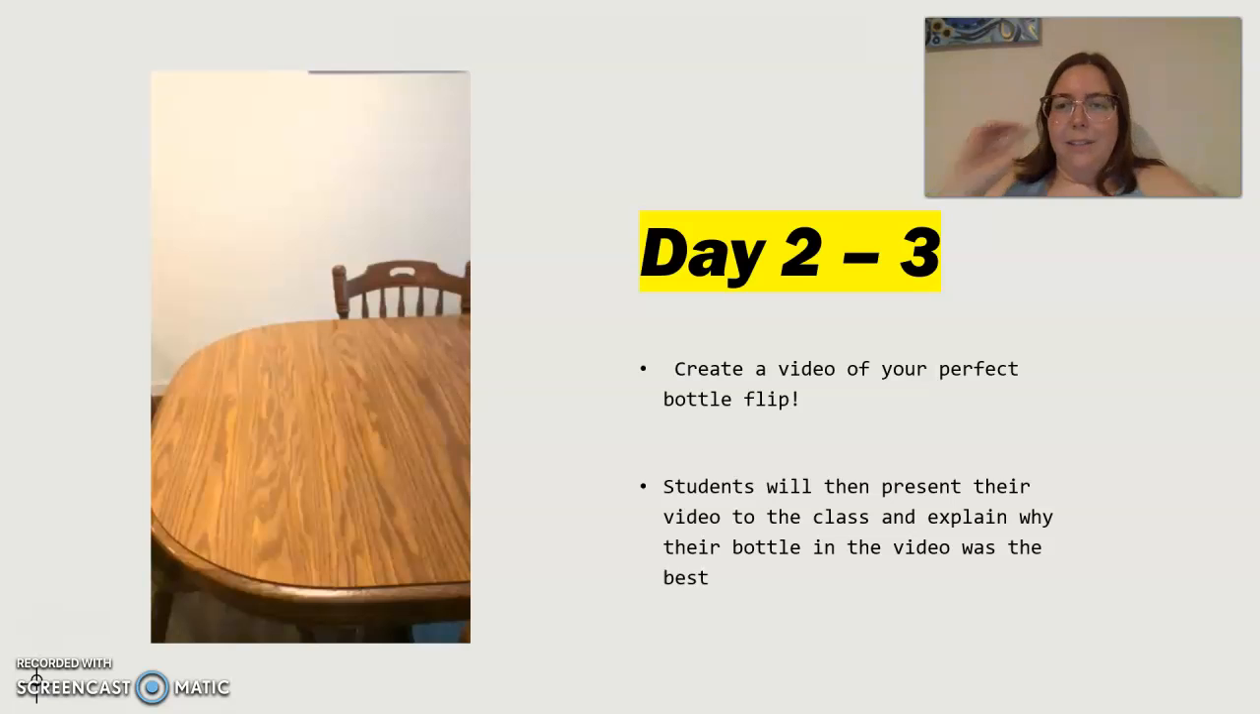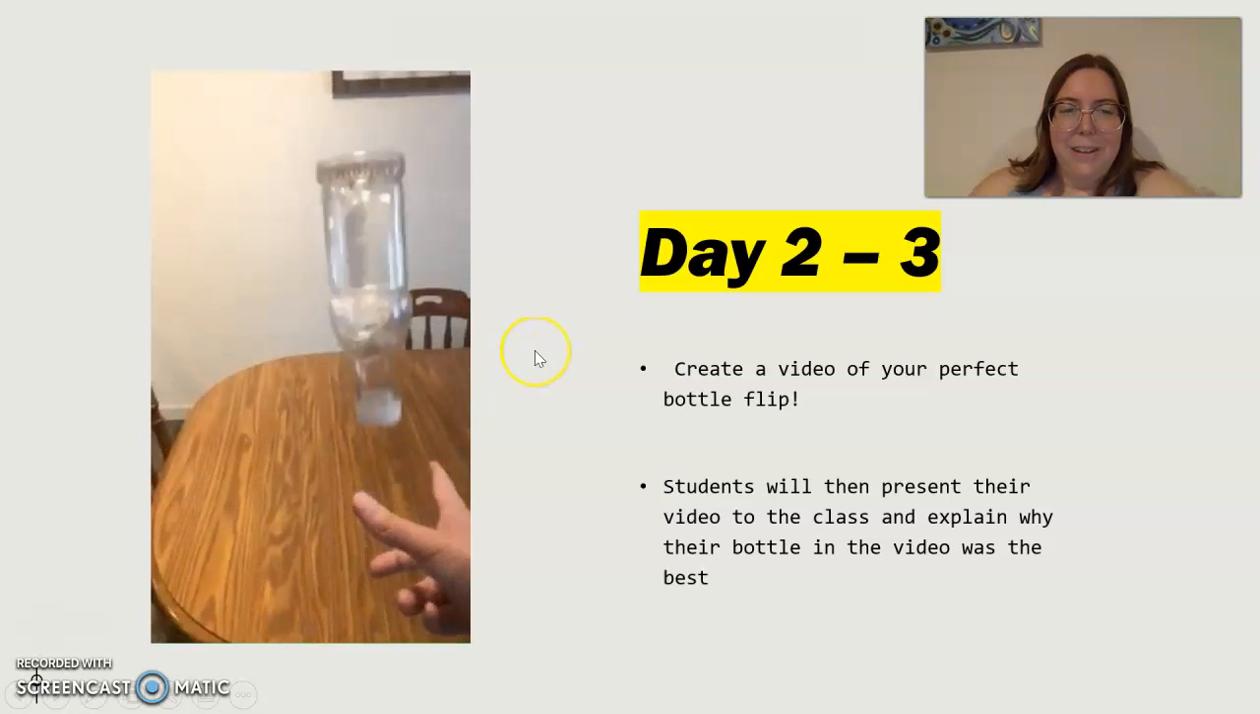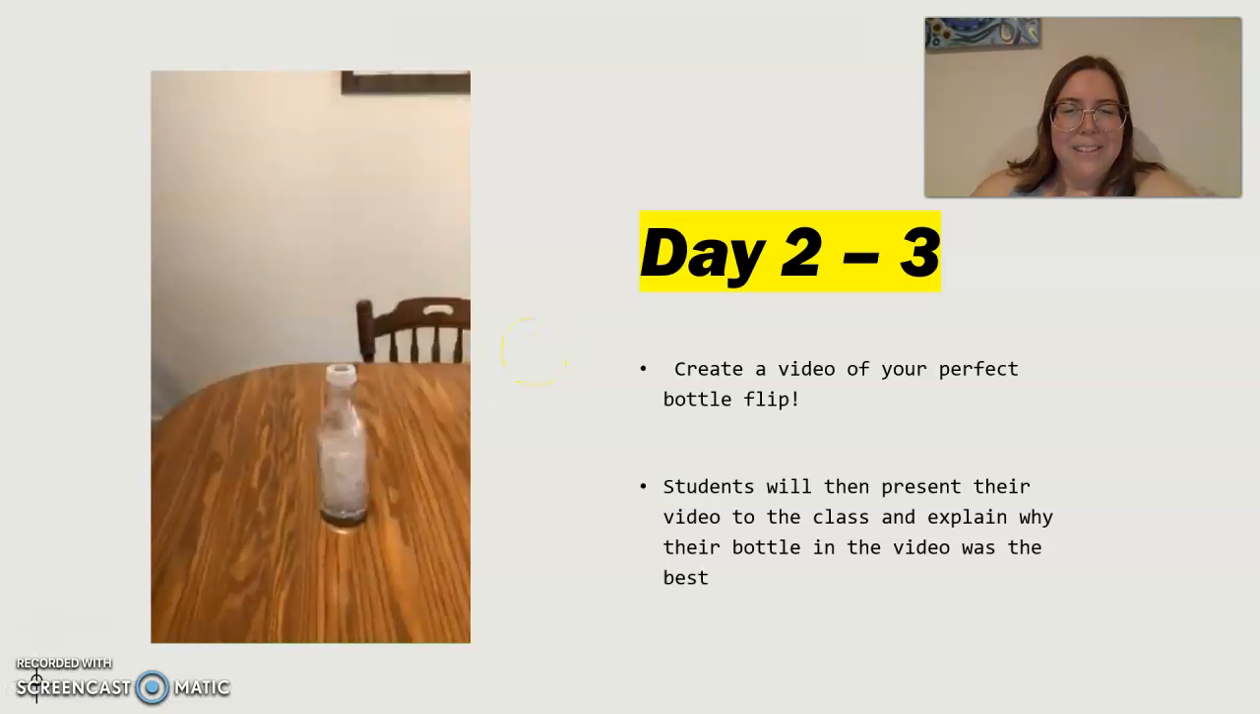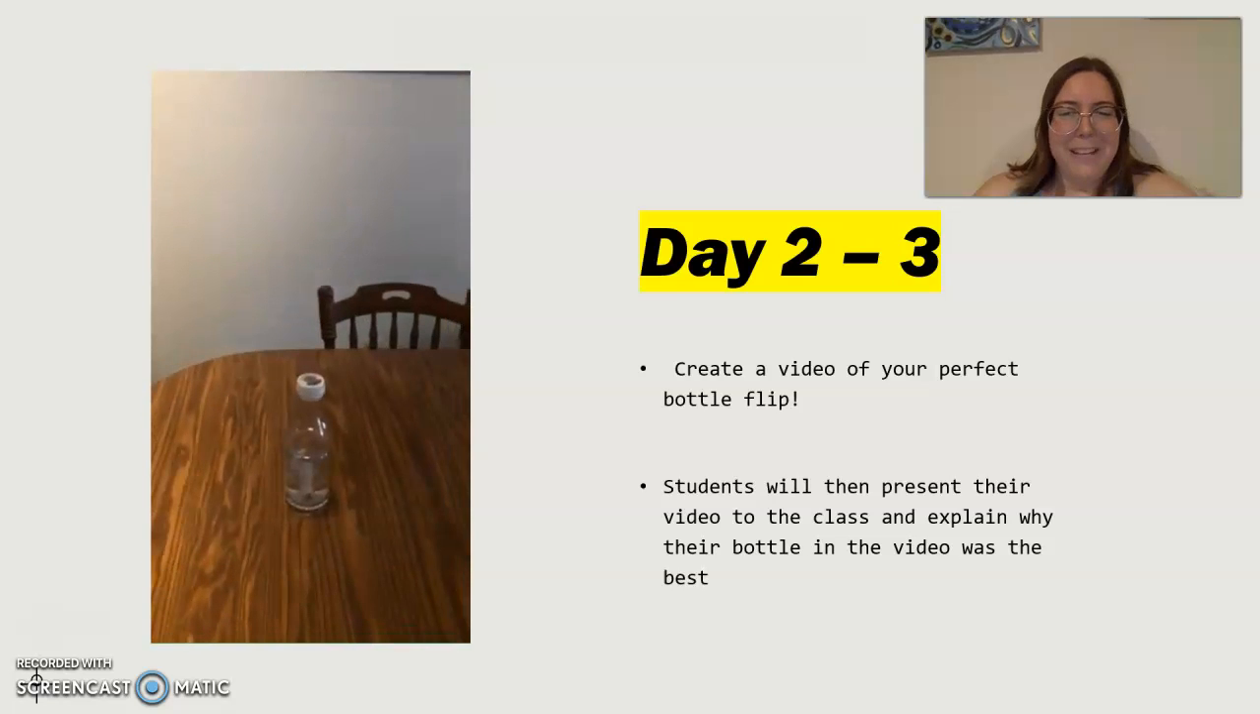The next activity, which they'll start on day 2 and maybe continue into day 3, is they will create a video of their perfect bottle flip. They'll take the data and use it to create this video, like the videos they saw before, so that's connected for them. Kids are so into YouTube and TikTok these days, so they'll enjoy getting to bring some of their interest into it. They will create this video, and for mine, I played around with the slow motion on my phone camera. So that's my video of my perfect bottle flip.